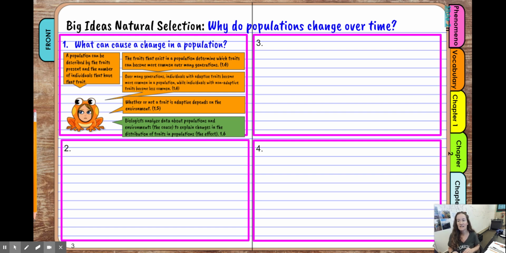If you understand and can explain those 5 main ideas, then you're doing pretty good for chapter 1. Okay, so make sure that gets in there on your slide.